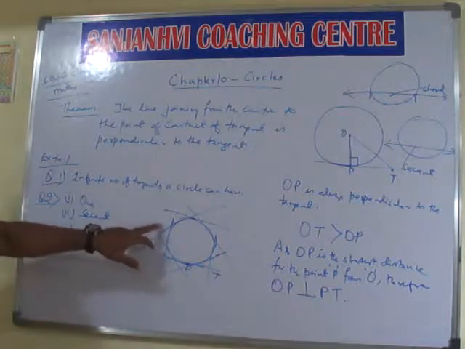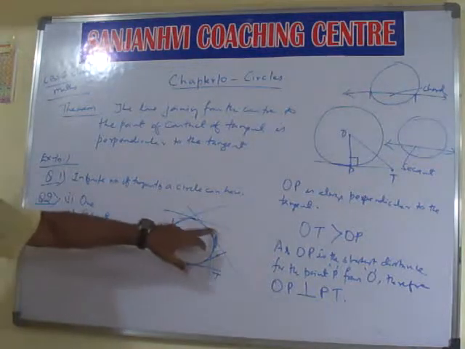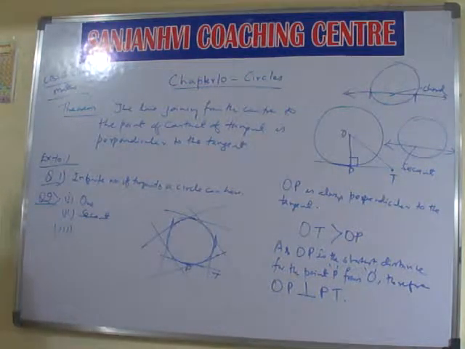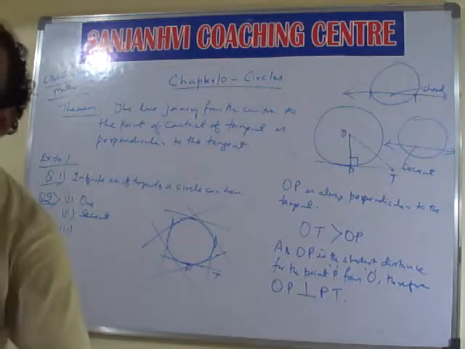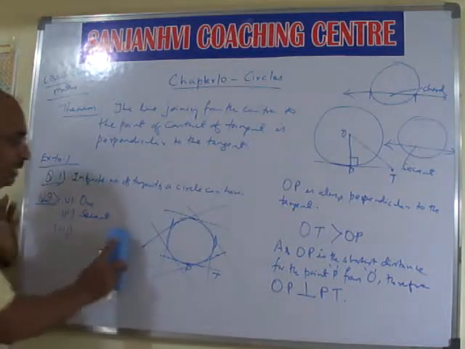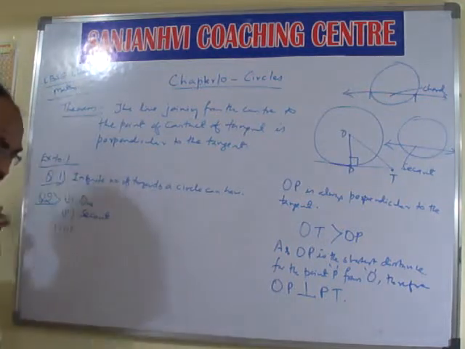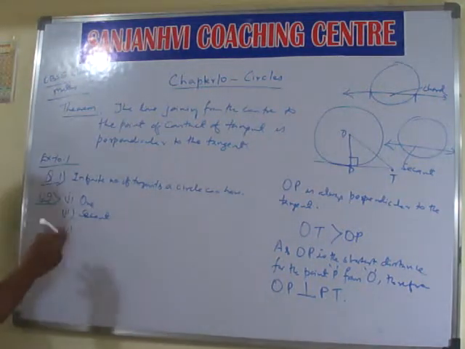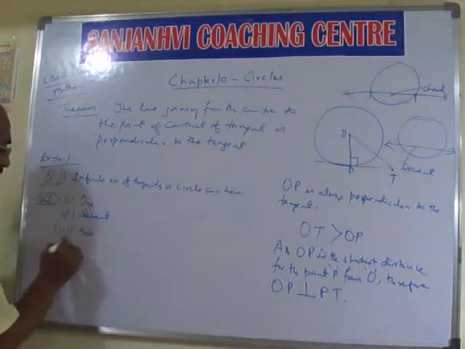Because this is not parallel to this one. This is parallel to this one only. Parallel lines you know. So a circle can have two parallel tangents at the most, maximum two parallel tangents. Right? So two parallel tangents.